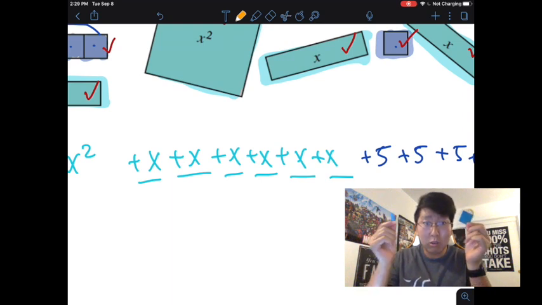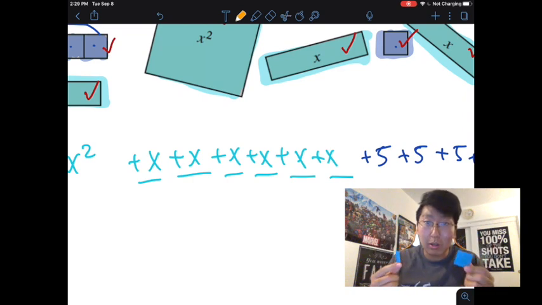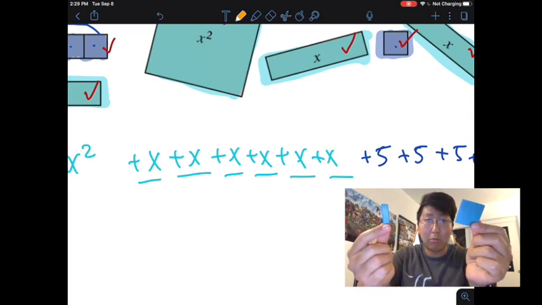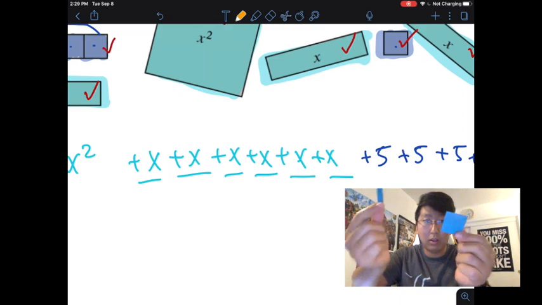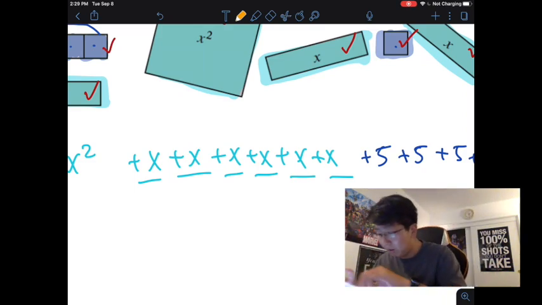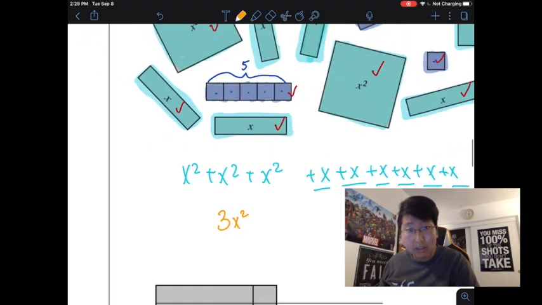But can I say that there's 2 games for the PS4? No. That's the concept here. They're different. I cannot say that I have 2 Xbox games or 2 PS4 games. They're not the same. So that's the same concept here. We cannot say that these x squared tiles are the same things as these x tiles.